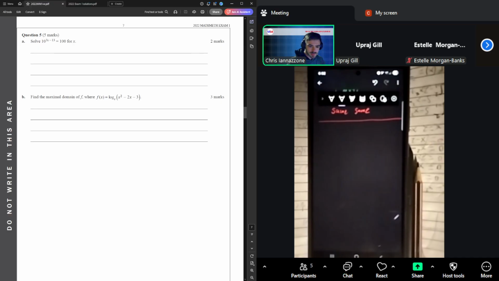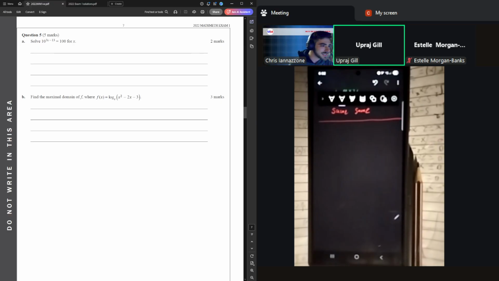I'll just be 1 sec while I take a look. Is x equal to 5? Oh yeah, you've got it already. Yeah, x equals 5. What kind of approach was that? Equating exponents. Yeah, equating exponents. Sure, that's good. Converting 100 to 10 squared, and then 3x minus 13 equals 2.